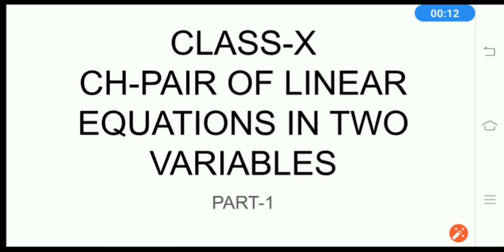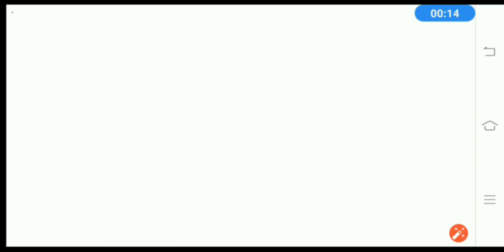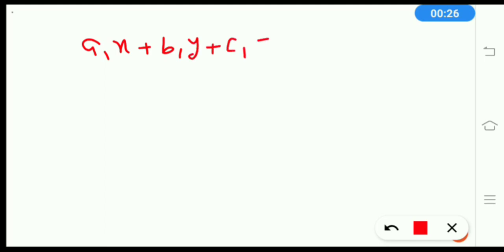Okay, now see, if we write a1x plus b1y plus c1 equals to 0. So this is a linear equation in two variables. Why is it a linear equation in two variables? Because here x to the power 1 and y to the power 1, that is, the power of x and y is 1, that's why it is linear.